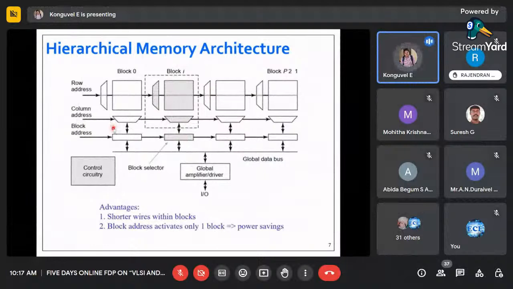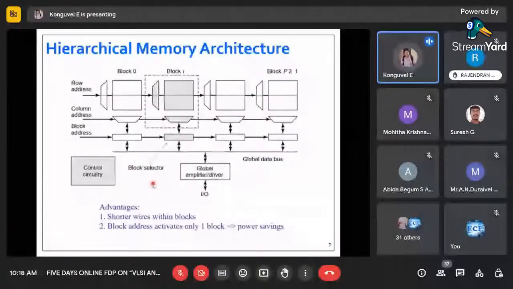So this is during the first cycle. Maybe in the second cycle, another block address may come, right? That doesn't mean all the other blocks are not powered at all. It is not like that. The blocks will be powered based on what address you give, based on which memory you are accessing, to which memory you are writing the data, or from which memory you are reading the data.